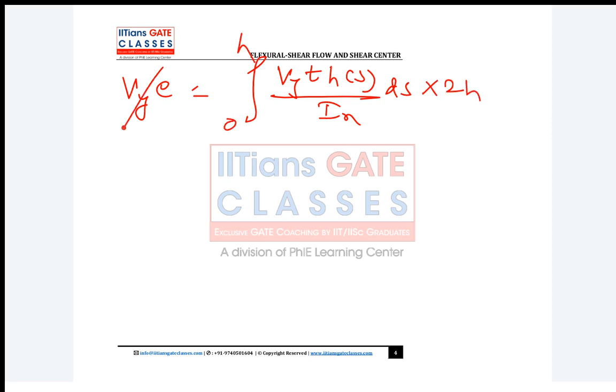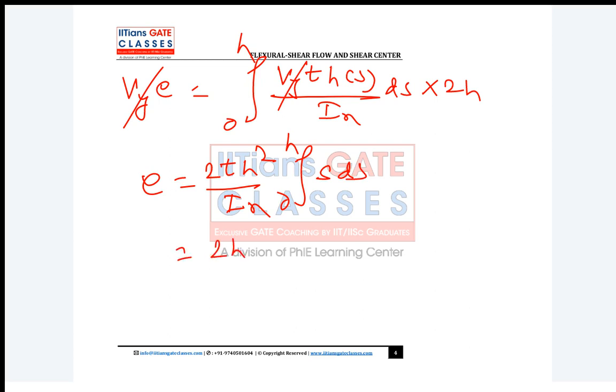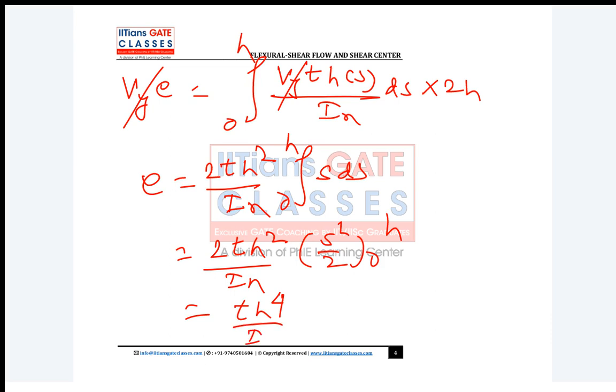You can see Vy got cancelled. That means your shear center is independent of load, and you can take e outside. What can you take outside? t into 2h square you can take outside, over Ix, integration 0 to h of s ds. So you get 2th square upon Ix times s square by 2, 0 to h. This 2 will get cancelled, so you'll get th power 4 upon Ix as the e value.